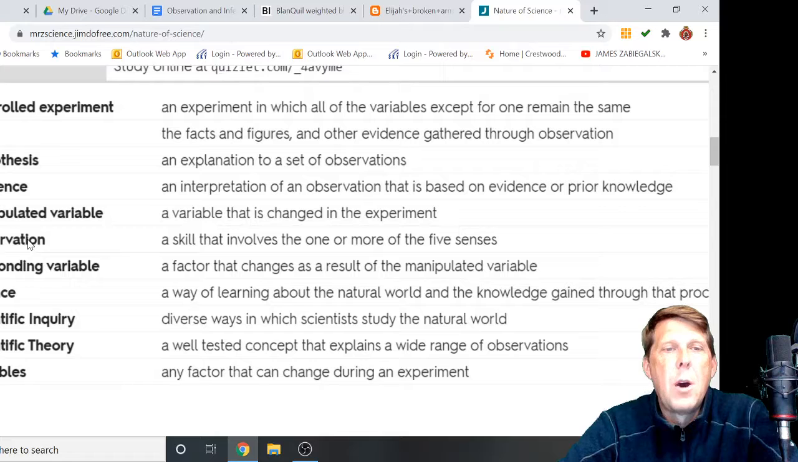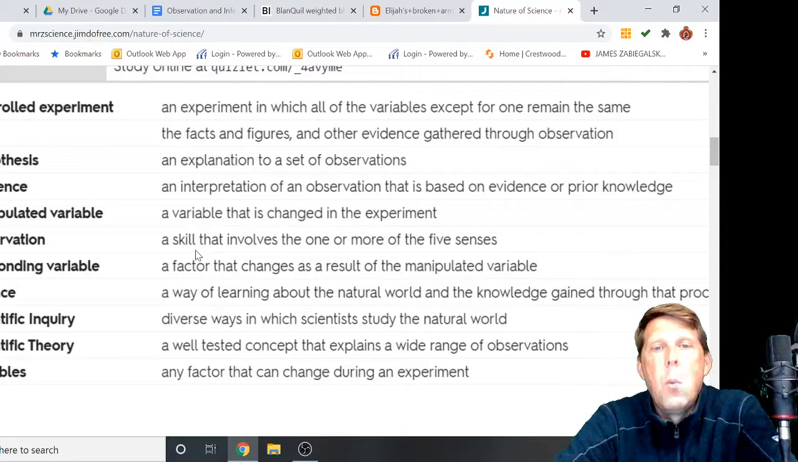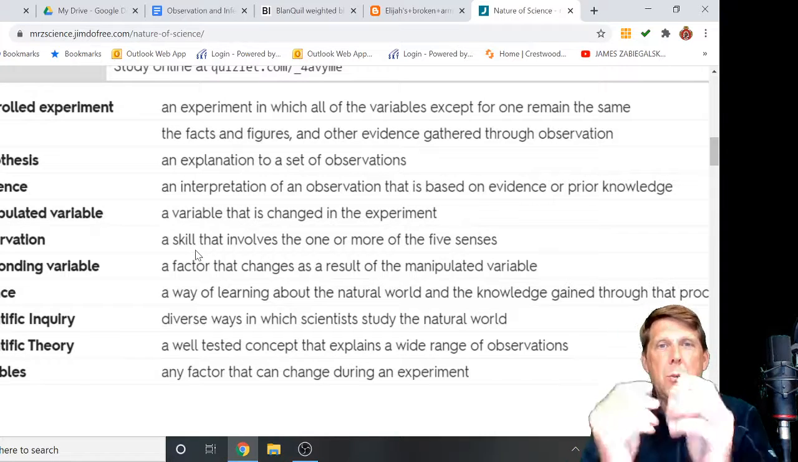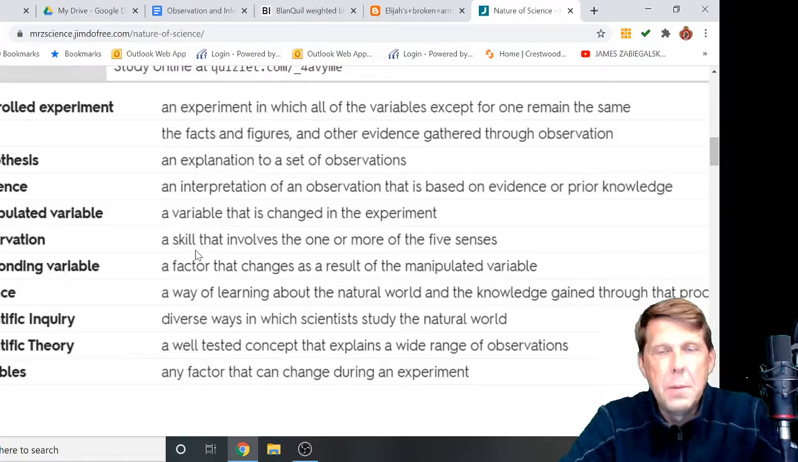Last week we talked about observations, and that is a skill that involves one or more of the five senses. We talked about how we can look at things, that's how we get a lot of our information, but you can't get everything from looking. Sometimes we touch things, sometimes we smell them, sometimes we listen, sometimes we taste things. And that's how we observe the world around us through all that information.